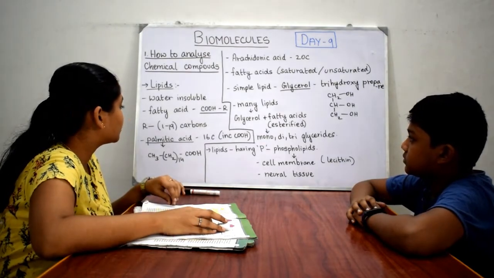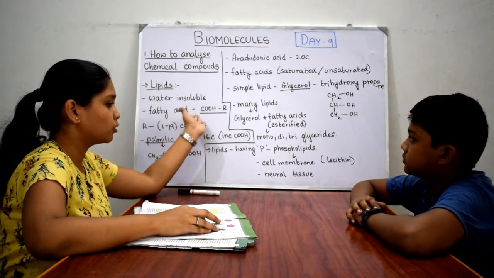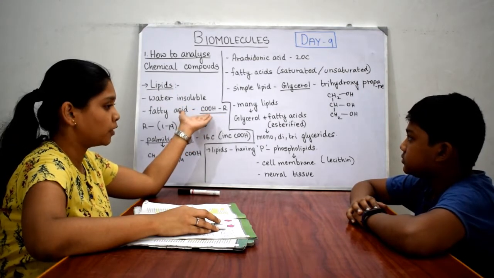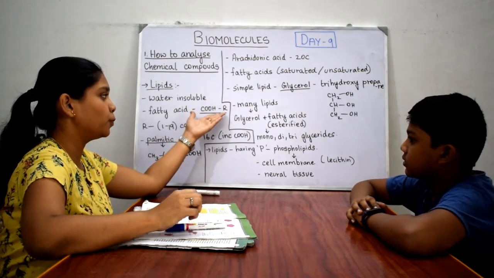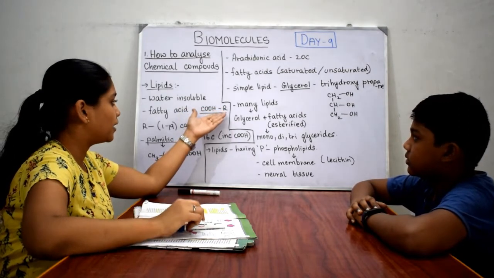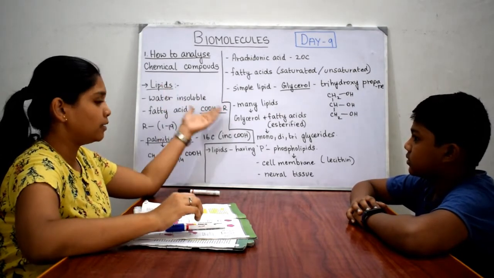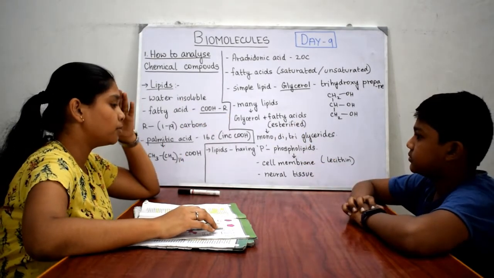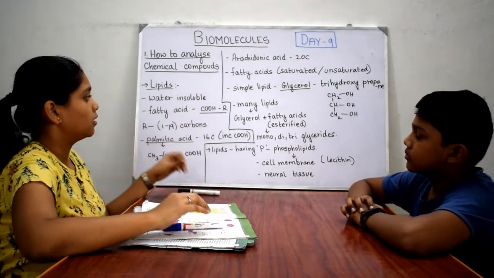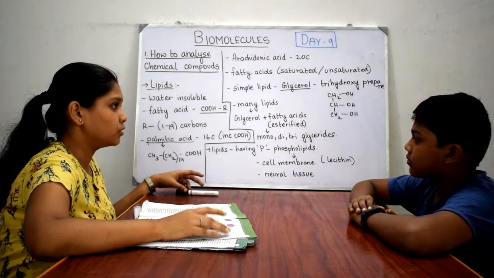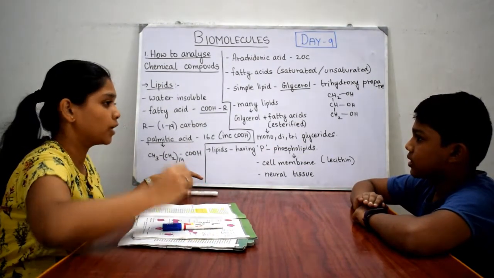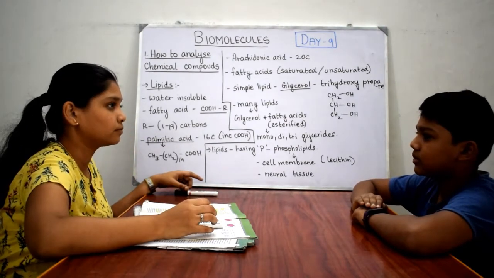So a fatty acid is nothing but a carboxyl group attached to an alkyl group. Carboxyl is COOH attached to an alkyl group. The symbol for the alkyl group is R. It is a variable R, a variable organic compound like CH2, CH3, and CH2 double bond CH2, various organic compounds.